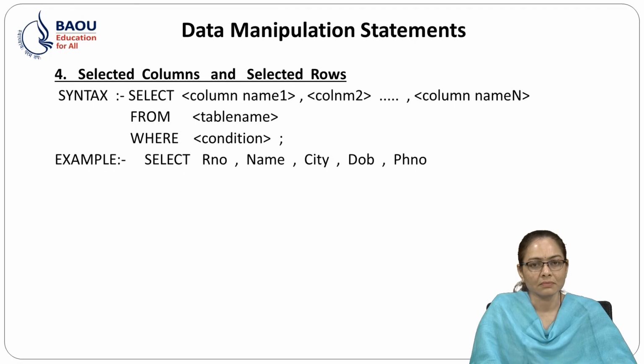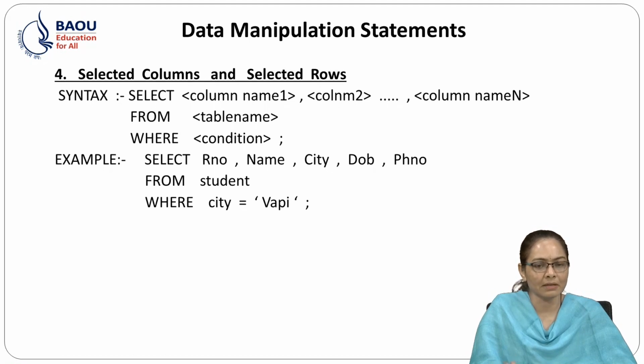Now here the example is: select roll number, comma, name, comma, city, comma, date of birth, comma, phone number from student where city is equal to Vapi. So this example is used to display the records of Vapi city. Not all the records are displayed, but only particular records are displayed.